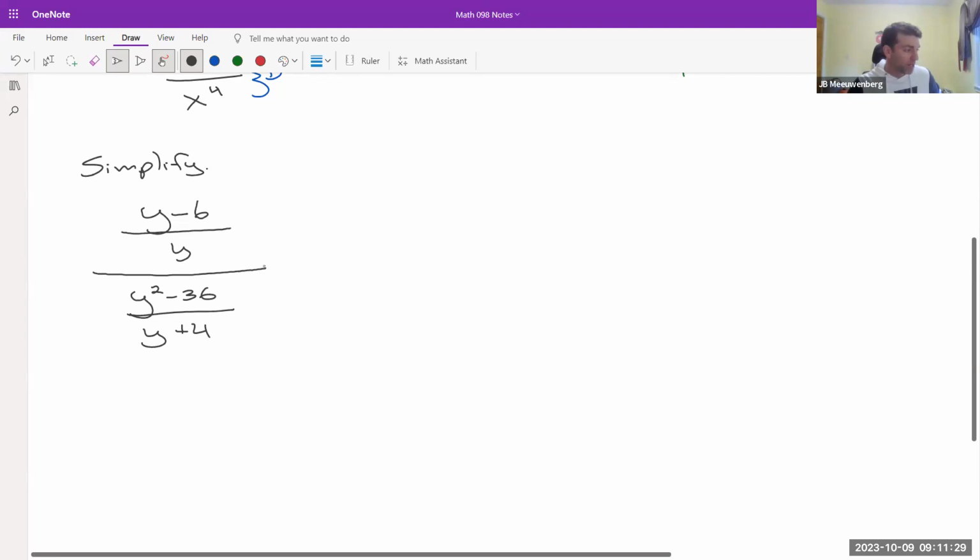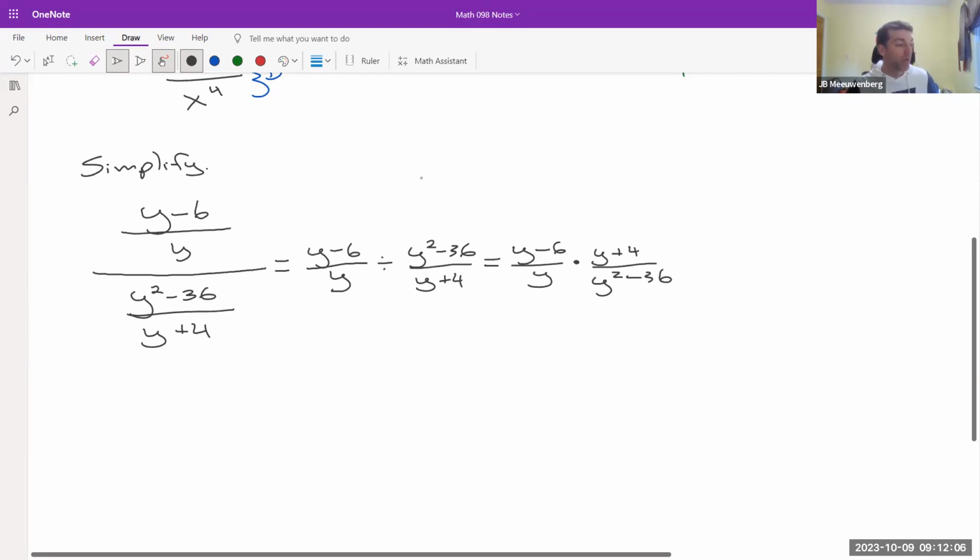I'll keep going here. So we know the next thing we have to do is rewrite it as y minus 6 over y divided by y squared minus 36 over y plus 4. From there, we'll change it to multiplication, y minus 6 over y times y plus 4 over y squared minus 36. And now we want to look to see if there's anything we can cancel. Now, what do we see?